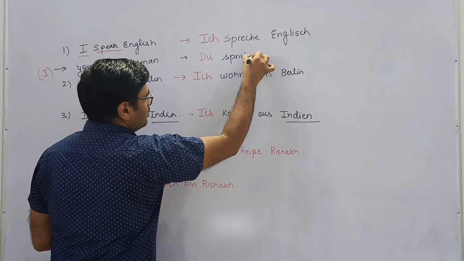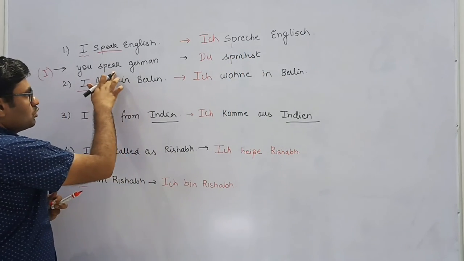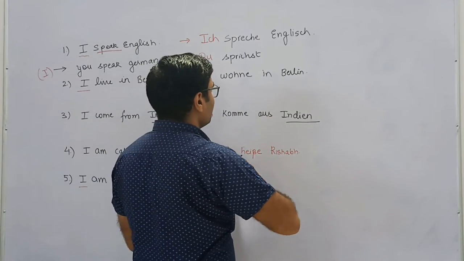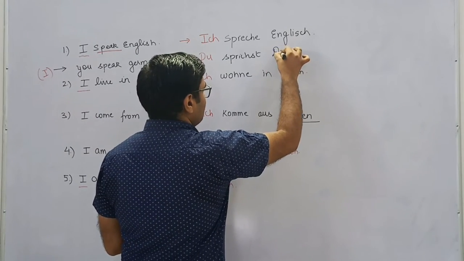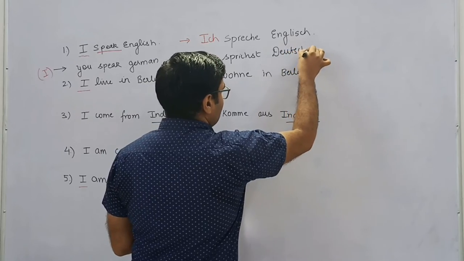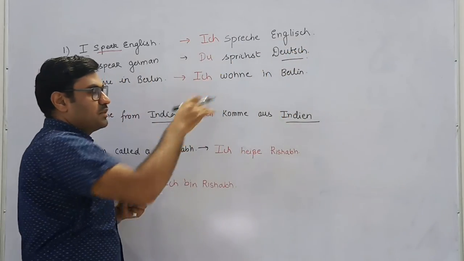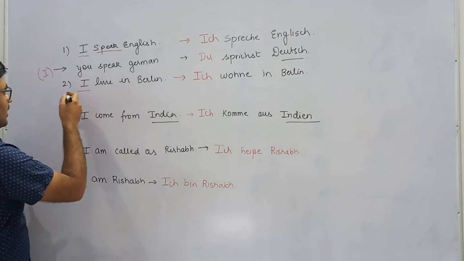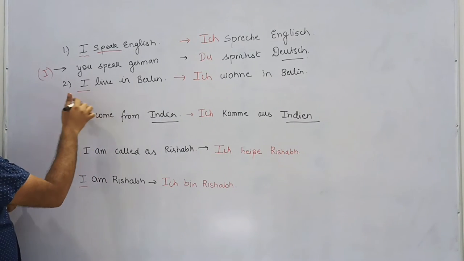Sprichst. Du sprichst Deutsch. Du sprichst Deutsch. This is German in German language. German in German is called Deutsch. Next one. I live in Berlin.